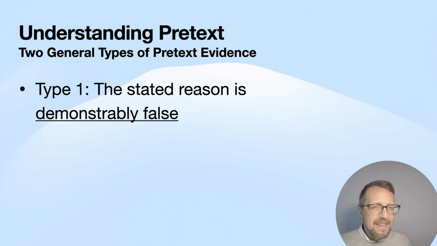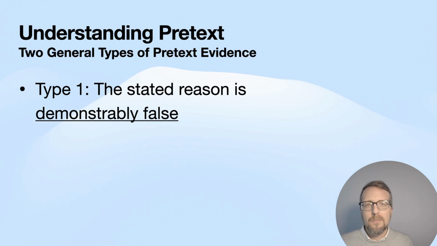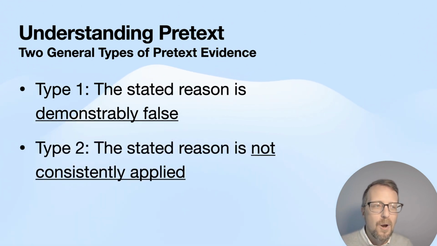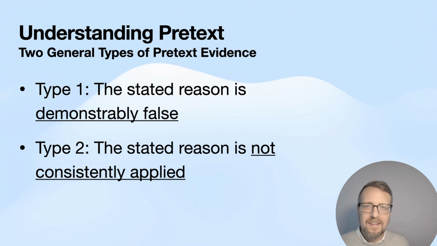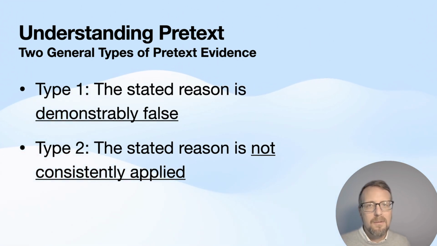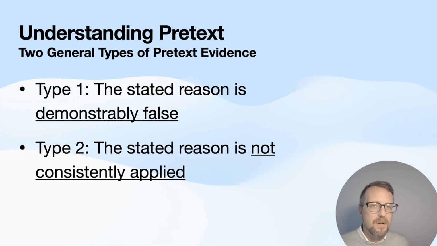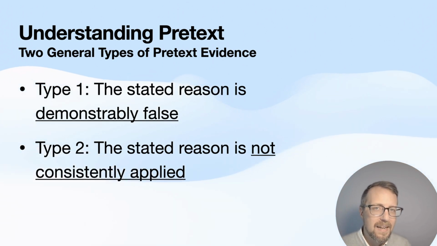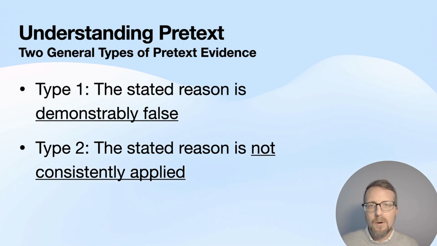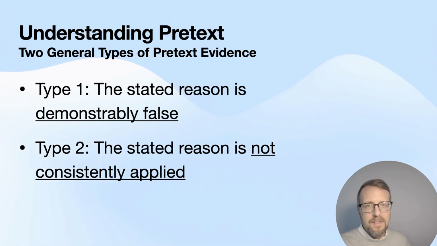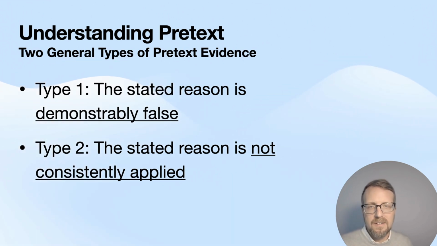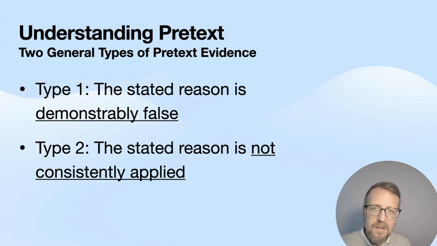It's a lot more difficult and tricky when the reason is at least in part true, or that it's something that is a matter of opinion. And that's when we get into the second type of pretext evidence, which is that the stated reason isn't being consistently applied. Typically, this is shown with comparators. Is there somebody else who is running afoul of this policy, but isn't being subjected to the same kind of treatment, suspension, termination, whatever the adverse action is?